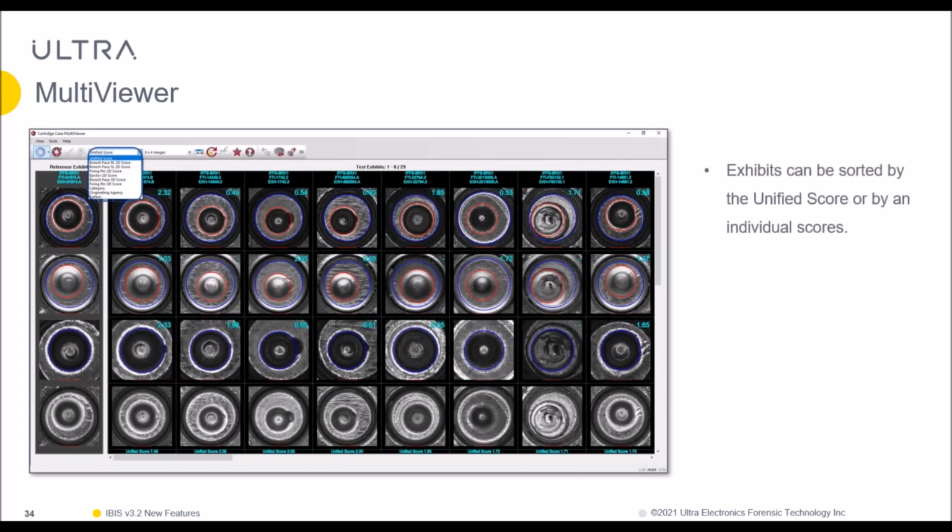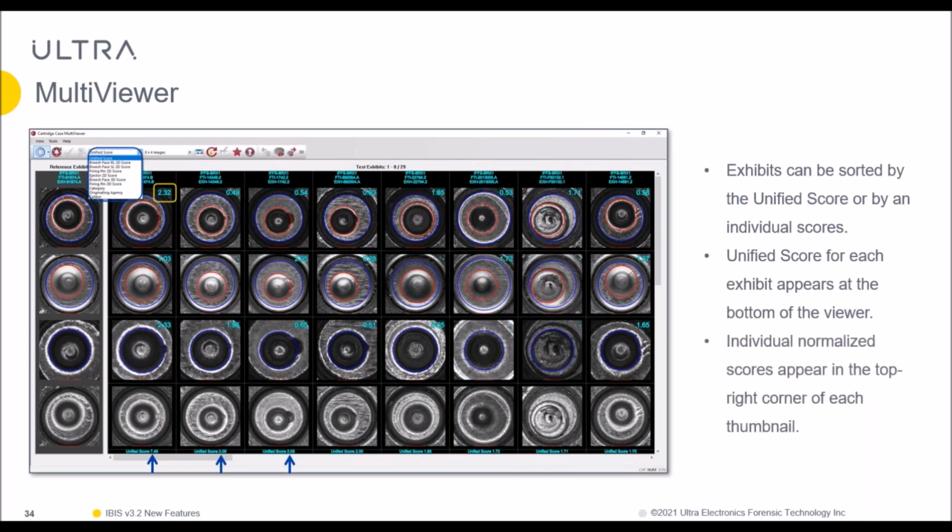Okay. For those of you who use the Multiviewer, it works in the same way as before also. Your exhibits can be sorted by the individual score columns, if that's what you did previously, or by the unified score. The unified score appears at the bottom of each column representing one exhibit, and then your individual normalized scores for a particular image type appear in the top right-hand corner of each thumbnail. So whether you like to do a first pass on correlation results using the Multiviewer or jump straight into the side-by-side, you don't need to change your review method because of version 3.2, unless of course you want to.